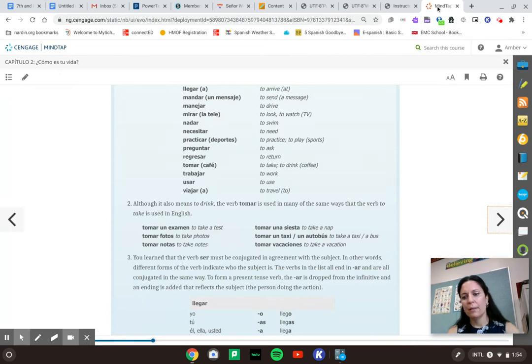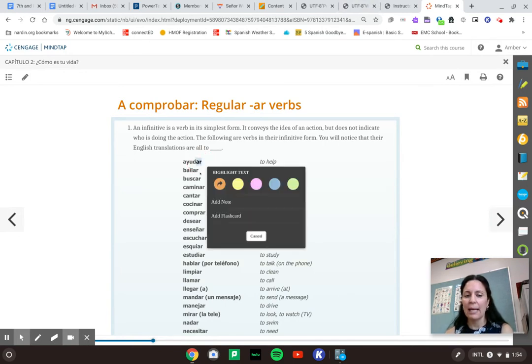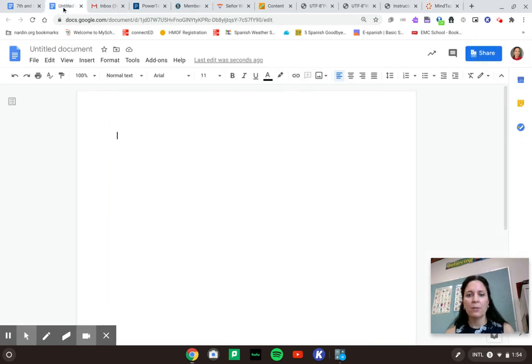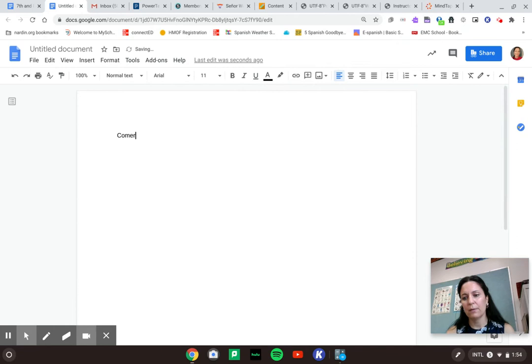So you will now be introduced to AR verbs in Spanish. And basically, we need to know that in Spanish, there are 3 families of verbs. When I say verbs, I mean action words like to help, to dance, to look for. You always have the word "to" before the action, to walk, to clean. If you see an AR on the end of the verb, we know that it's an AR verb. There are also some verbs that are ER verbs. So, for example, we could have words like comer, to eat, or escribir, to write.